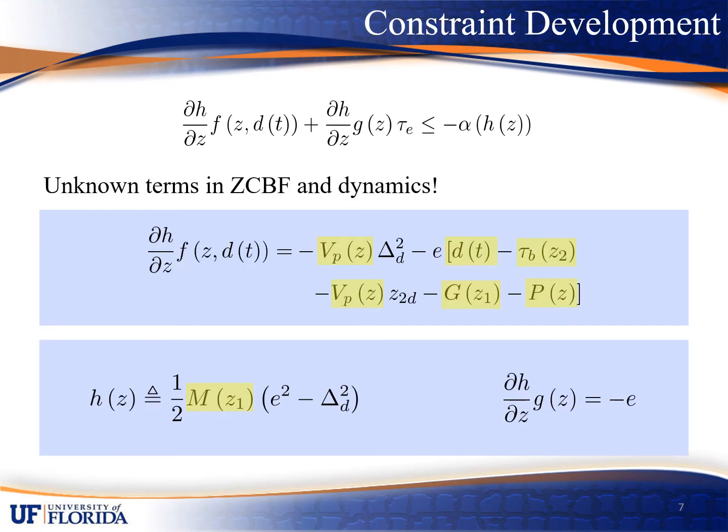Now, the idea is to use this inequality from the definition of a ZCBF to educate how we select the control input tau E. If the terms F and G from the system dynamics were known, which is a common assumption in barrier function-based control designs, then we can immediately implement this inequality in, for example, a quadratic program, in order to select an appropriate control input. A contribution of this work is that we consider the case where the dynamics are unknown, including the mass term M, which appears in the barrier function itself.